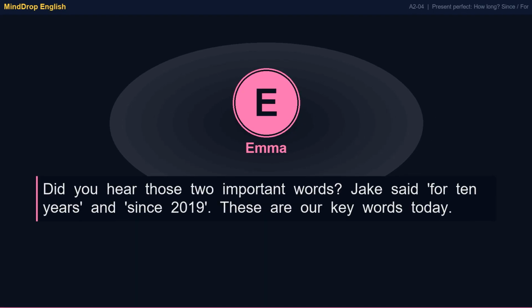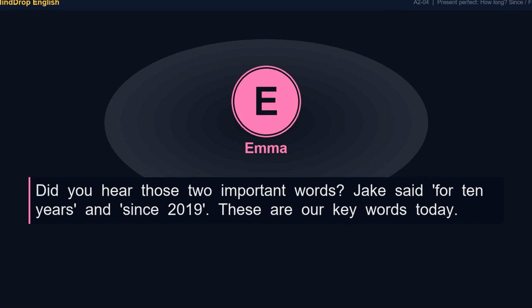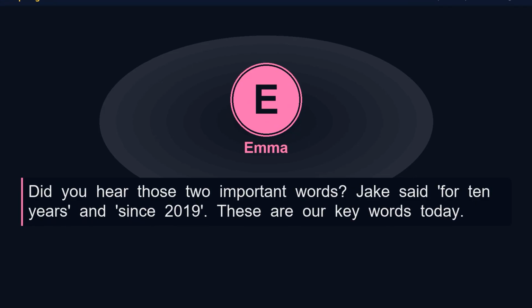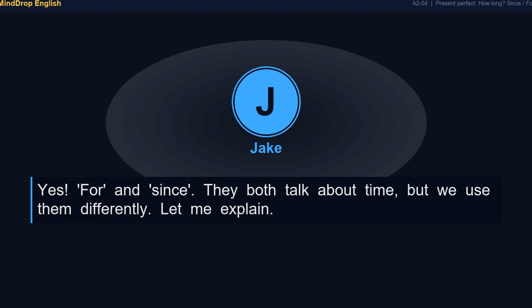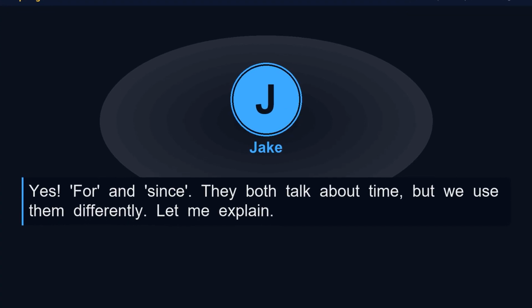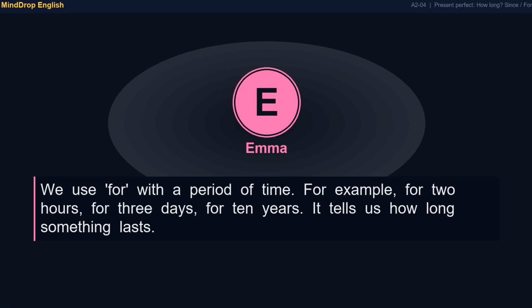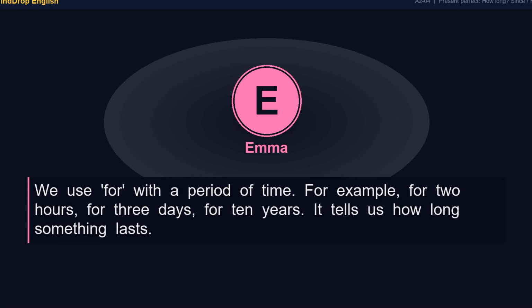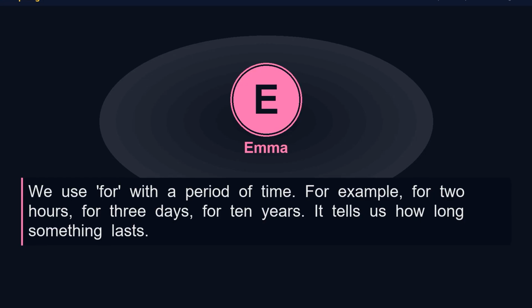Did you hear those two important words? Jake said, for 10 years and since 2019. These are our key words today. Yes, for and since. They both talk about time, but we use them differently. Let me explain. We use for with a period of time. For example, for 2 hours, for 3 days, for 10 years. It tells us how long something lasts.